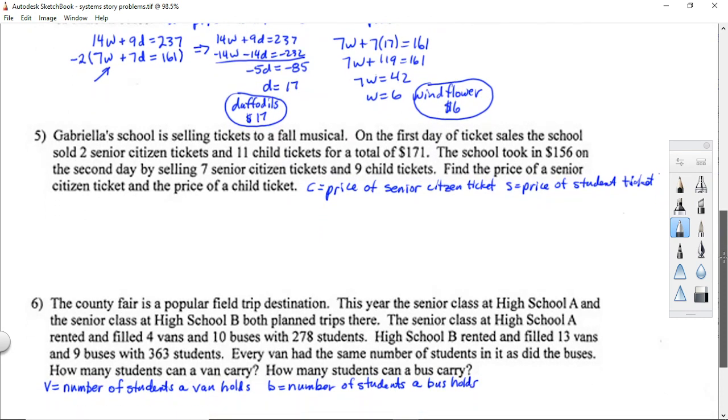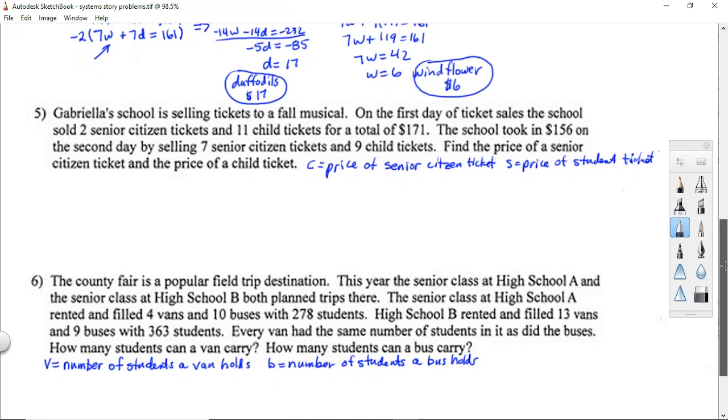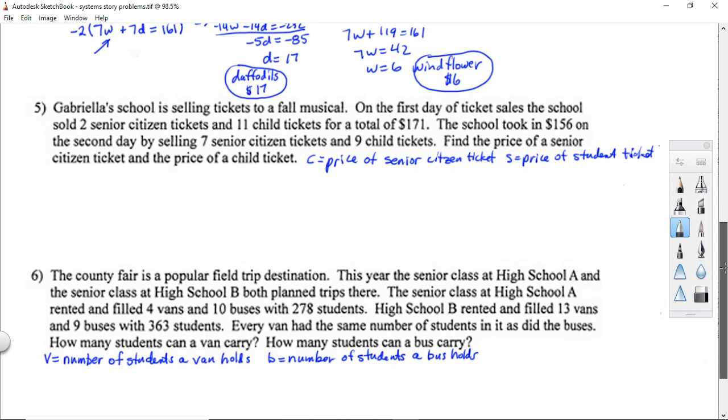Gabriella's school is selling tickets to a fall musical. On the first day of ticket sales, the school sold 2 senior citizen tickets and 11 child tickets for a total of $171. The school took in $156 on the second day by selling 7 senior citizen tickets and 9 child tickets. Find the price of a senior citizen ticket and the price of a child ticket.